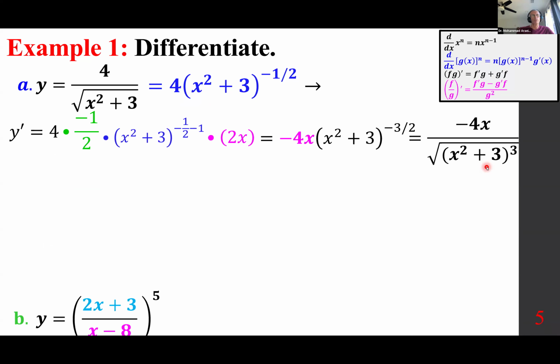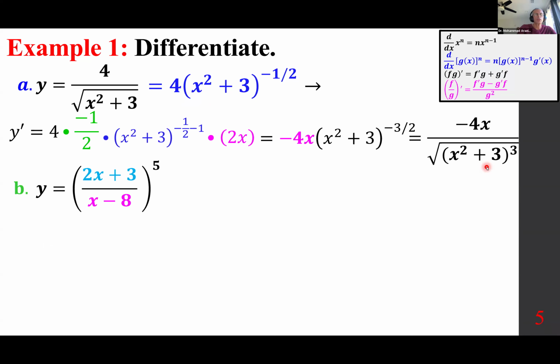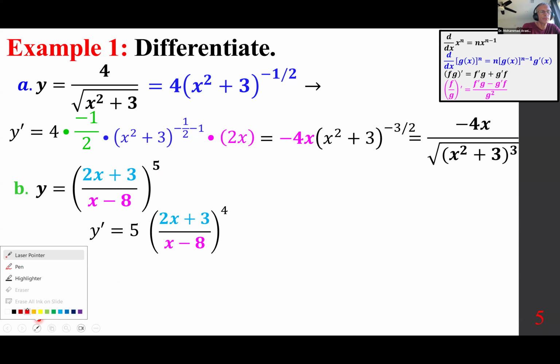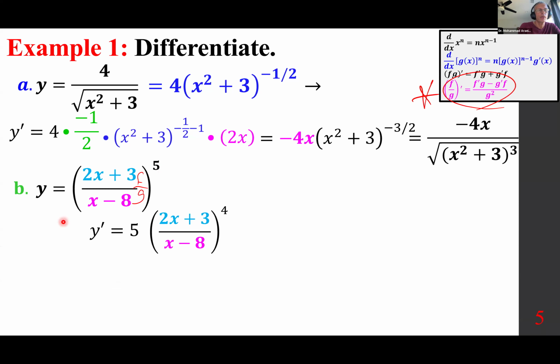Y equals (2x plus 3) over (x minus 8) to the power of 5. We follow the extended power rule, 5 times the function to the power of 4, and then the derivative of the inside by the quotient rule. F prime is 2 times g, which is x minus 8, minus g prime, which is 1 times f, which is 2x plus 3, and over g squared, the bottom squared.